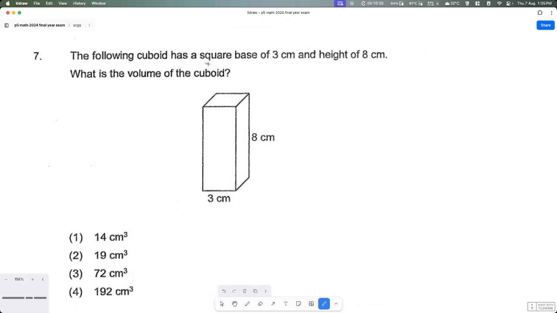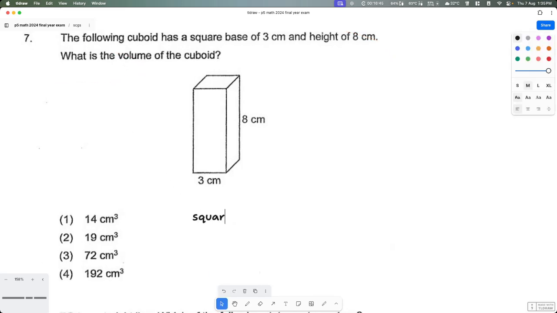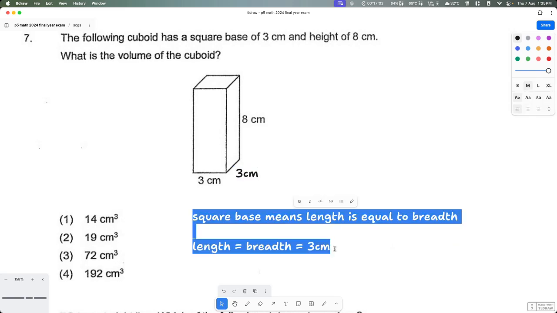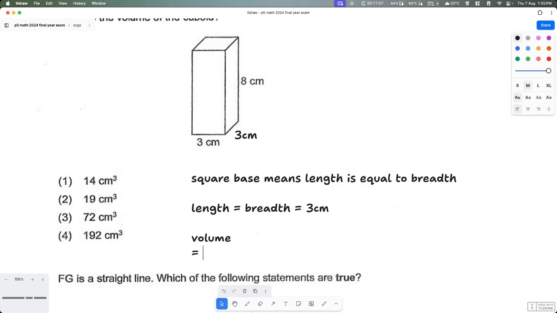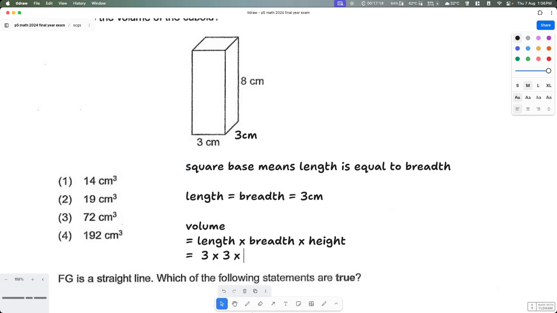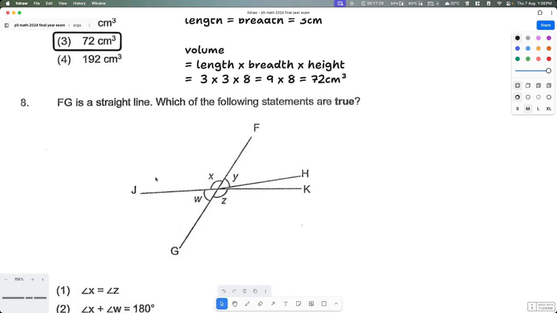Which of the following cuboid has a square base of 3 centimeters and height of 8 centimeters? What is the volume of the cuboid? So square base means length is equal to breadth. So if length equal to breadth equal to 3 centimeters, in this case over here, right, this is 3 centimeters. So what's the volume? Okay, so volume is equal to length times breadth times height. In this case over here, 3 times 3 is 9, times 8, which is 72 centimeter cube. So the answer to this is option number 3. All right, let's move on to question number 8.